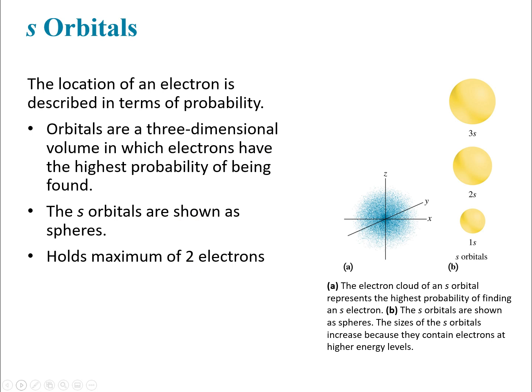Let's talk about these different sublevels. So the S orbital, we were talking about S, P, D, and F. We're going to talk about their three-dimensional volume. The location of an electron is described in terms of probability. So you can't say this electron is exactly here.